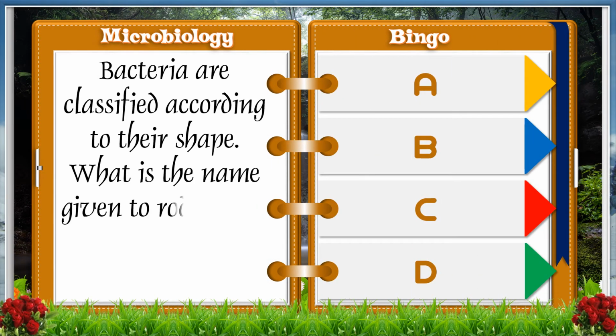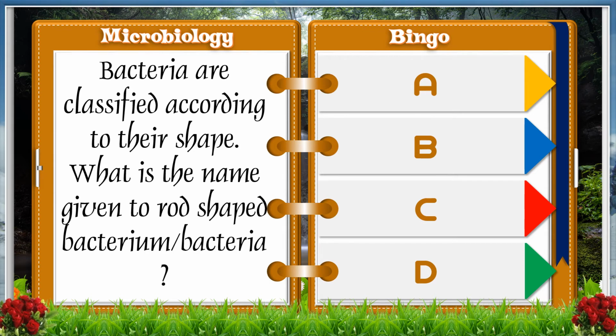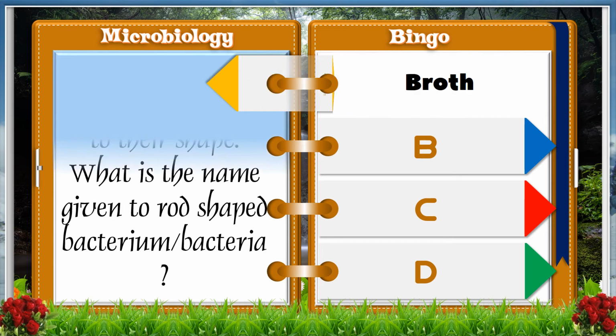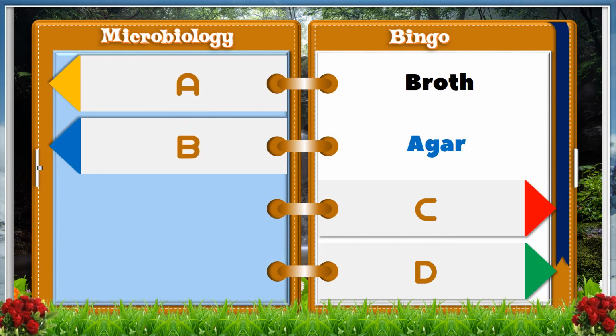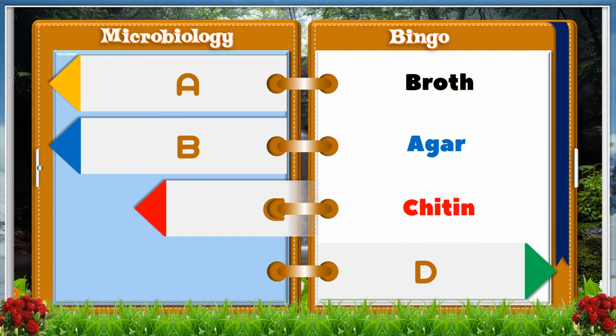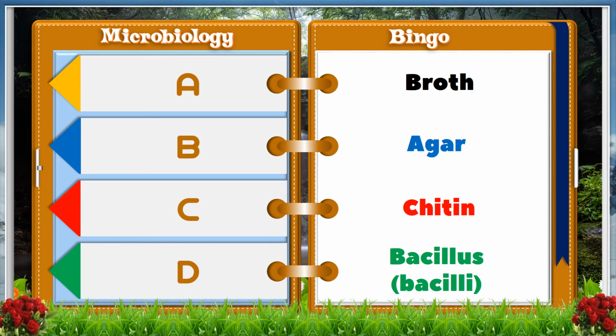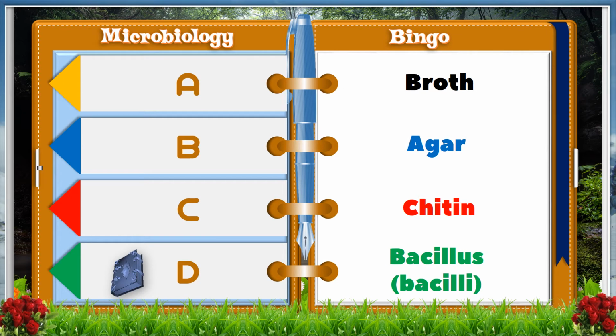Bacteria are classified according to their shape. What is the name given to rod-shaped bacteria? A. Broth. B. Agar. C. Chitin. D. Bacillus. And the answer is D. Bacillus.